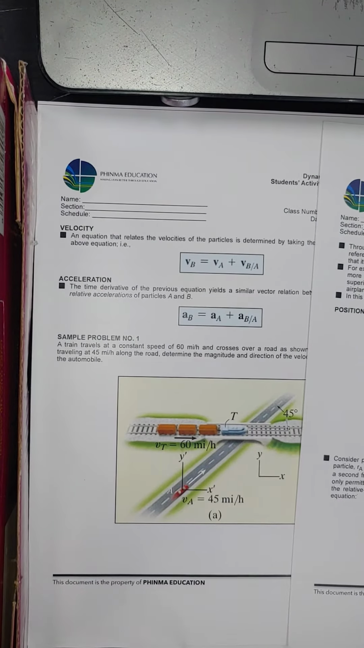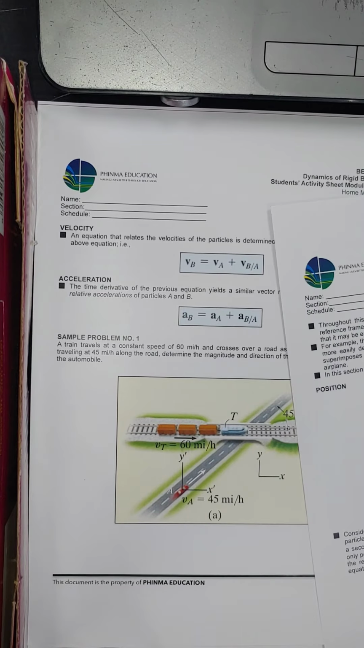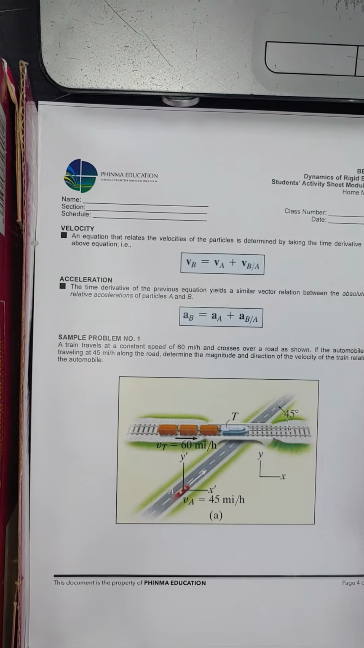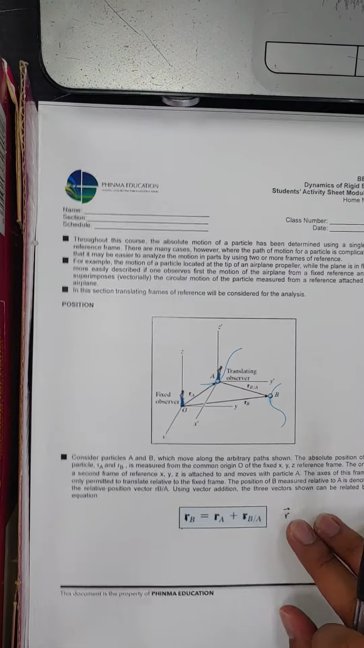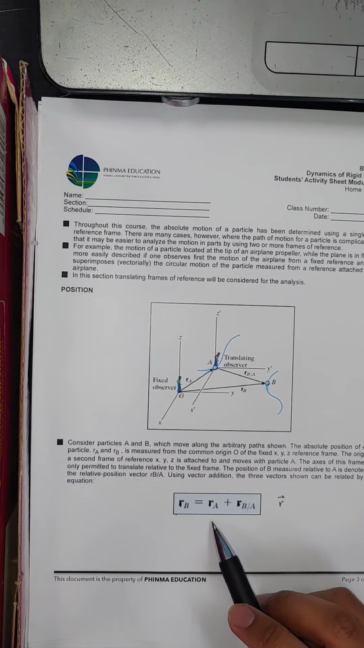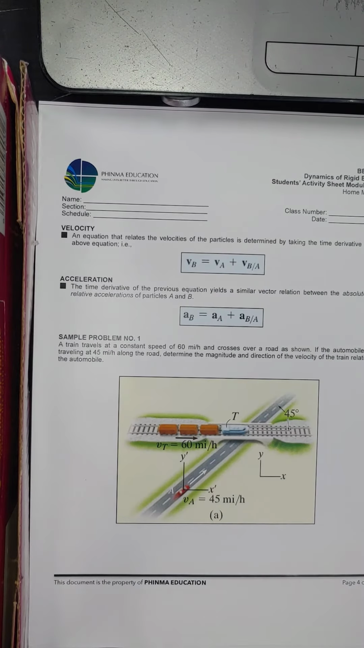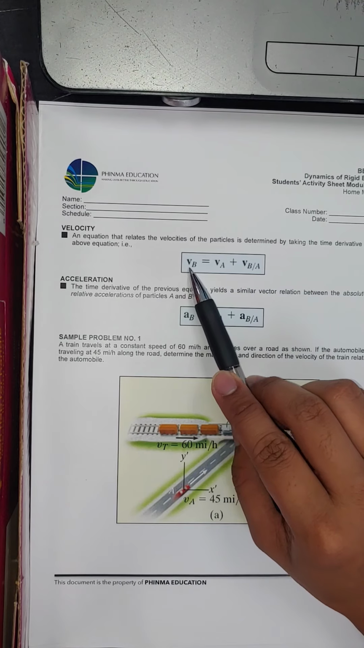Again, position and velocity are related. If we differentiate again the position with respect to time, that is velocity. If we differentiate position with respect to time, that is velocity. We have the same relation here.